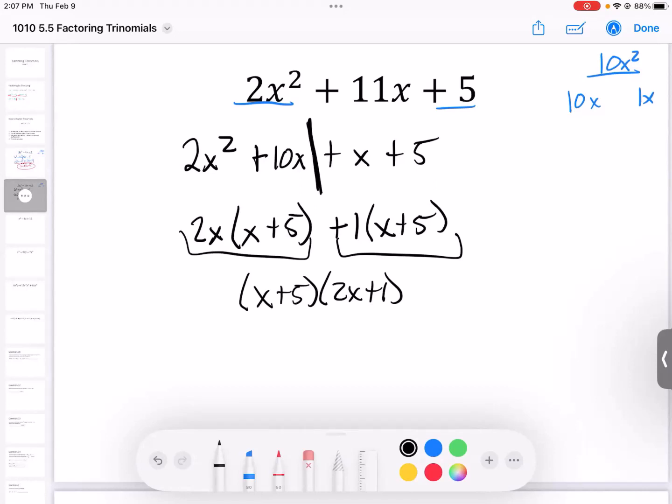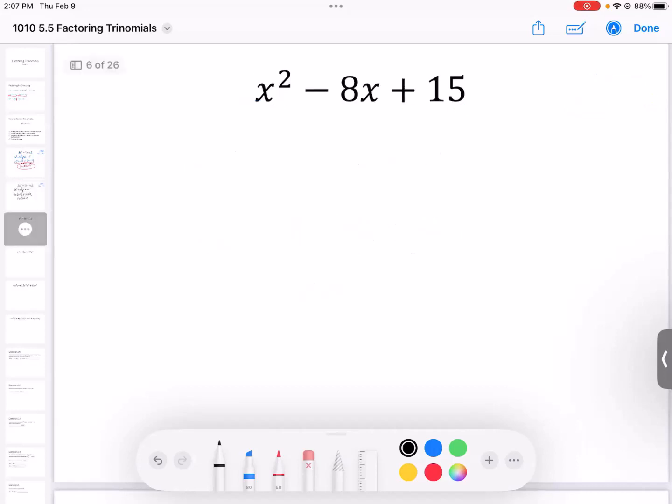All right. Do you guys feel like you'd be ready to do one on your own? Okay. Why don't you guys try this one and then we'll go through it together. And then I'll show you 2 other examples that are a little bit more advanced.